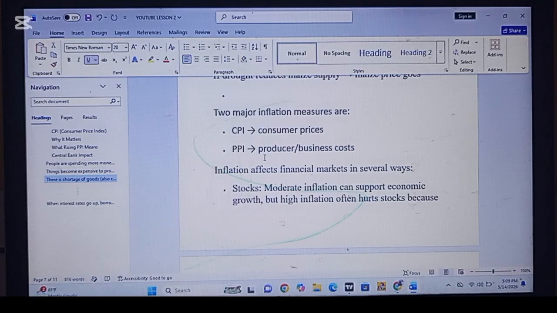So what happens when you have inflation? How does it affect stocks? How does it affect bonds? How does it affect the central banks? So this is what we are trying to get today.